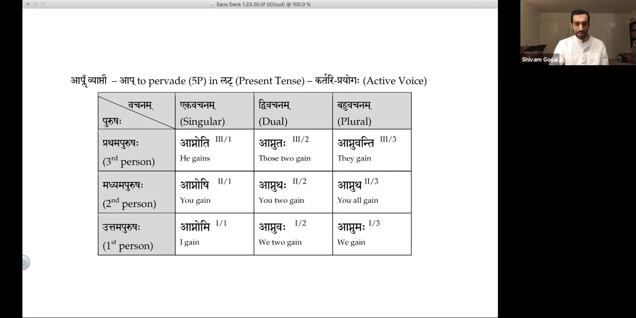Ap dhatu looks like this. You can repeat after me. So ap dhatu, let's just look at it. It means to pervade. You'll hear this a lot in Vedanta class, to pervade. Like Atma apnoti. Atma pervades all. Brahman apnoti. Brahman pervades. So you'll see this verb a lot in Vedanta class. So that's why this is put here.